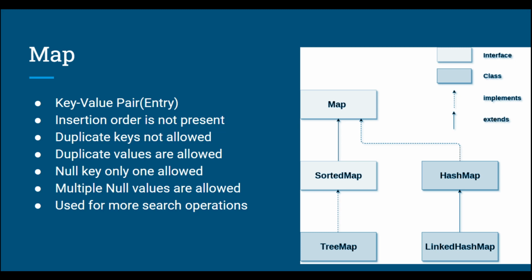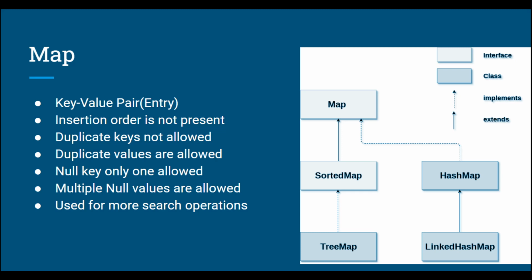The second point is that the insertion order is not present. So in map the insertion order is not present. Whenever we try to insert in linear order, like first we insert one, then second, then third, the insertion order is not maintained. So whenever we try to get the elements, we can get them in unordered format. So that is the one thing.